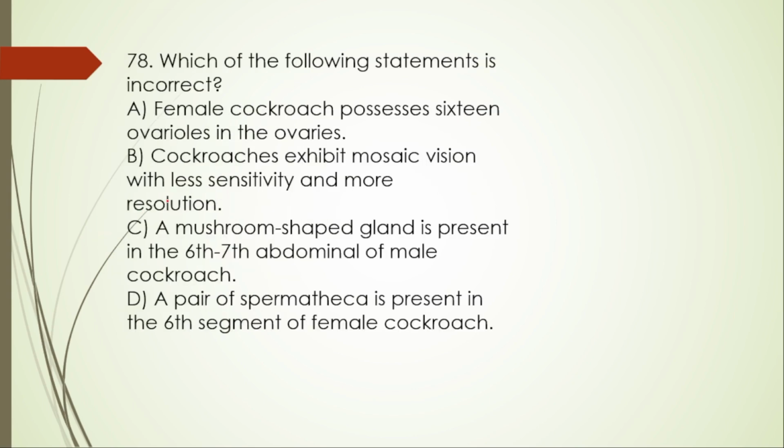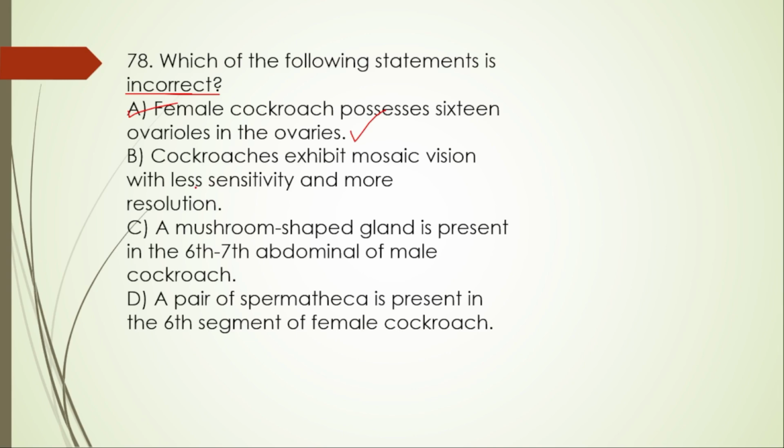78th one. Which of the following statements is incorrect? Among the four, which one is incorrect? A. Female cockroach possesses 16 ovules in the ovaries. This one is correct. 8 ovarian tubules for the ovule, so 8 into 2 becomes 16. So this one is a correct statement. But we must look for the incorrect one.